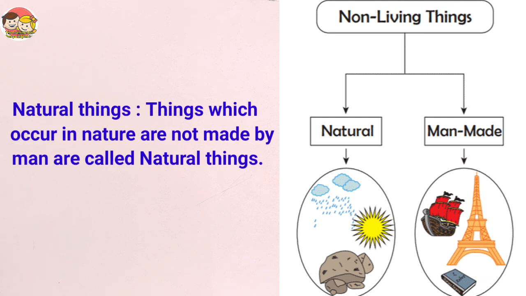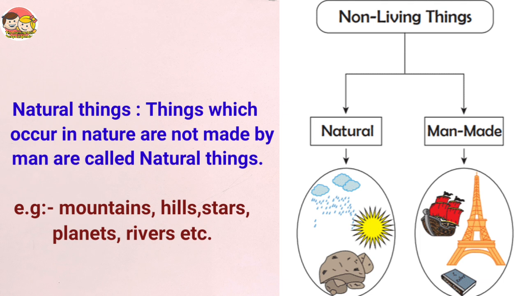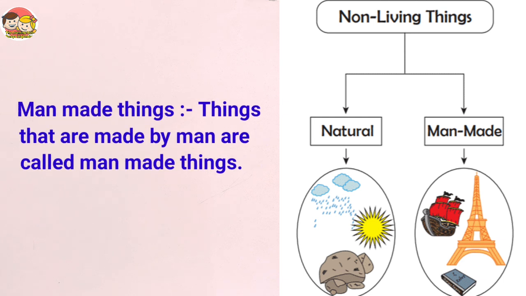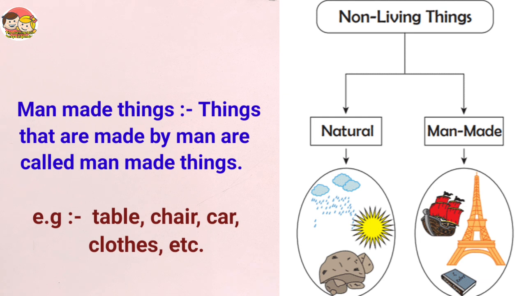Natural things. Things which occur in nature and are not made by man are called natural things. Example: mountains, hills, stars, planets, rivers, rock, etc. Man-made things. Things that are made by man are called man-made things, like table, chair, car, clothes, etc.